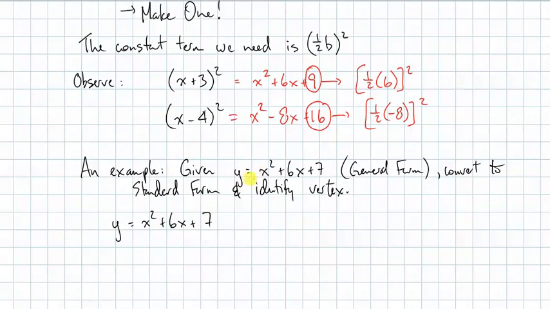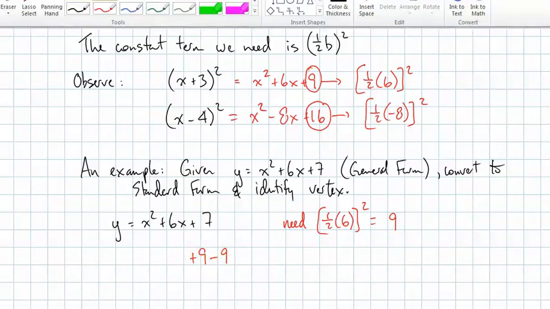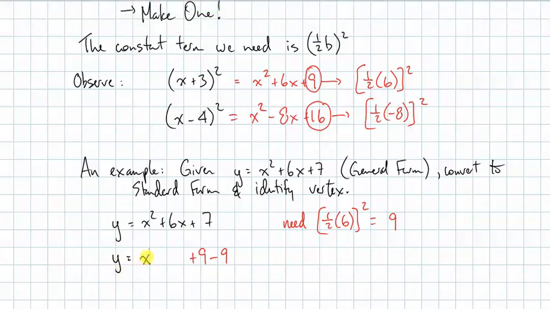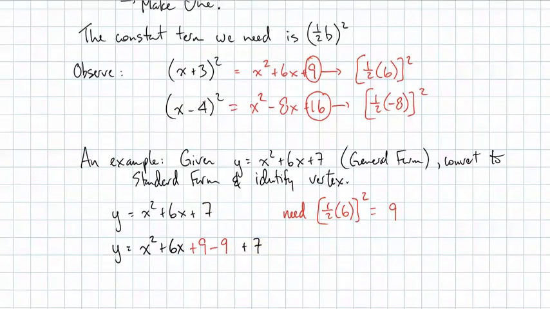Let's suppose we were given the general form y = x squared + 6x + 7, and we want to convert to standard form and then identify the vertex. Well, 7 is not the number that we need. So we refer to 6, and what we need is half of that number, squared. Half of 6 is 3, 3 squared is 9. So I'm going to add 9 and subtract 9 from what I already have. I'm not changing these at all. Notice those are completely unchanged. 7, I'm not going to ignore it, but I'm going to put it off to the end for processing later.